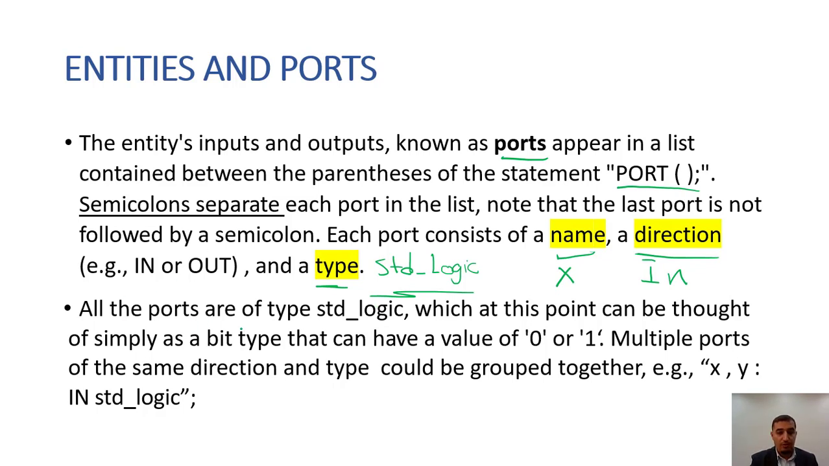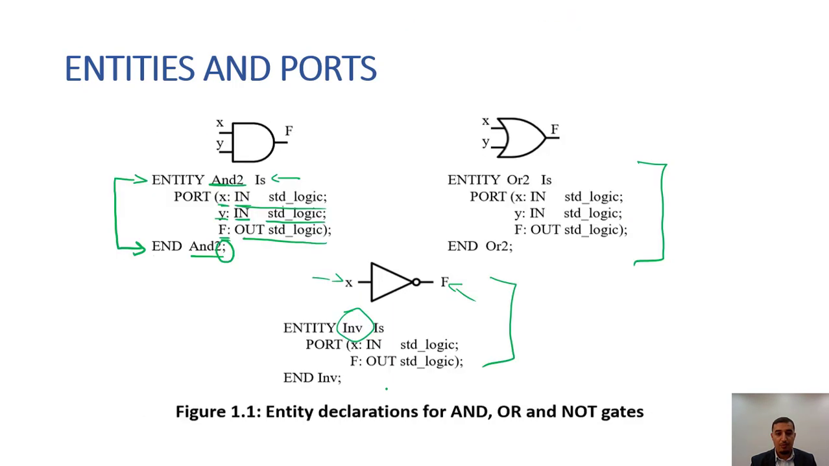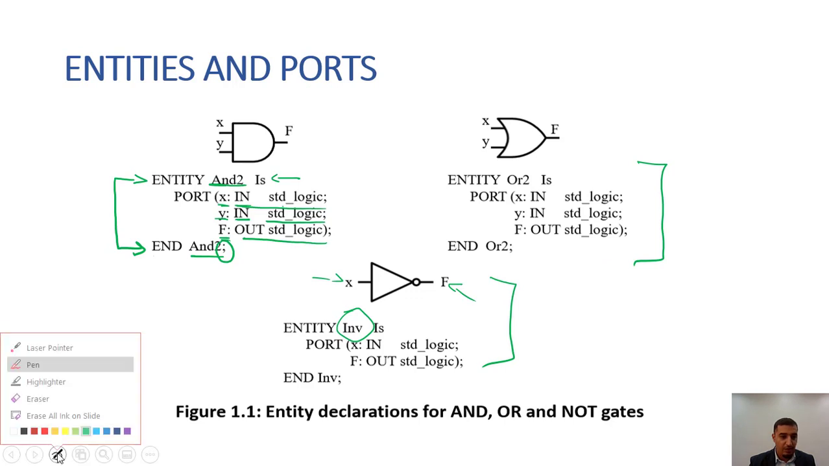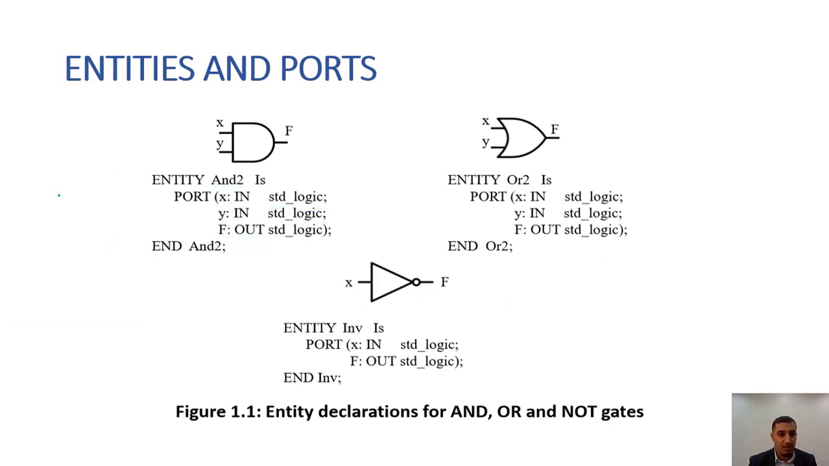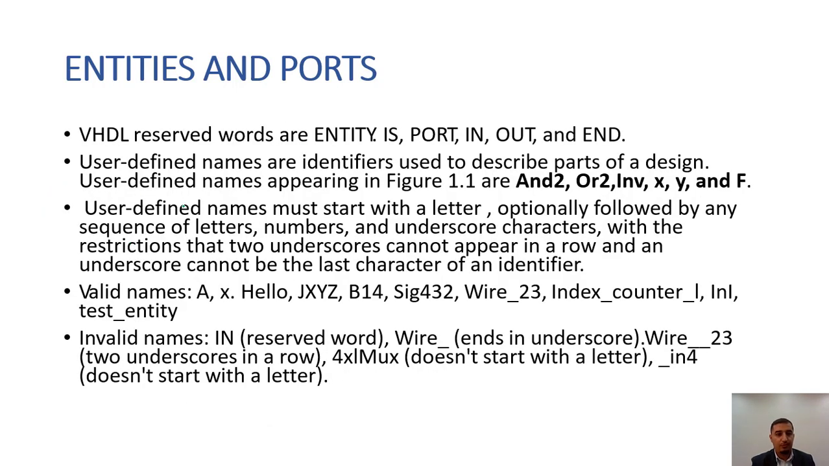So all ports are of type standard logic, which at this point can be thought of as a simple bit type that can have the values of zeros and ones. No need to worry much about it. We can declare the ports, instead of doing it like this, by saying X, comma, Y, colon in std_logic. So you can combine all the inputs together and all the outputs together. It will be much easier when you work with the ports.